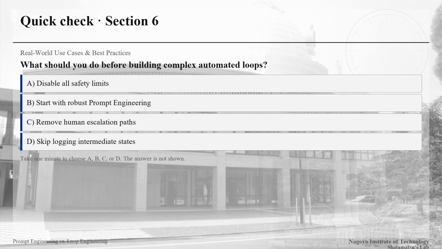Quick check after Section 6. What should you do before building complex automated loops? Choose A, B, C, or D. Take 1 minute to think, then choose A, B, C, or D. The correct answer is not shown.